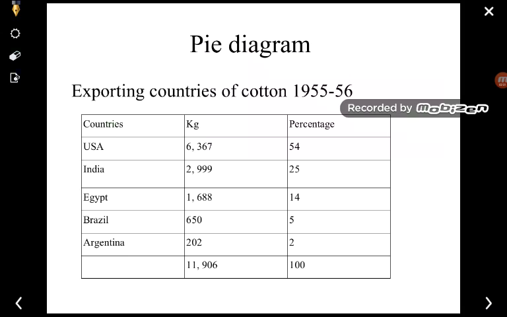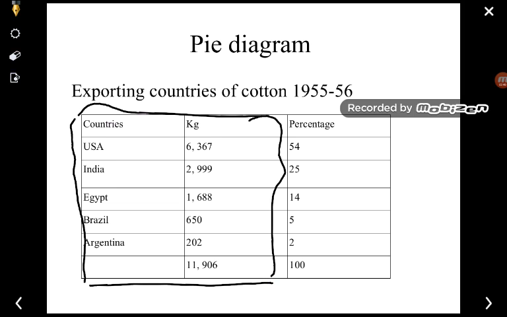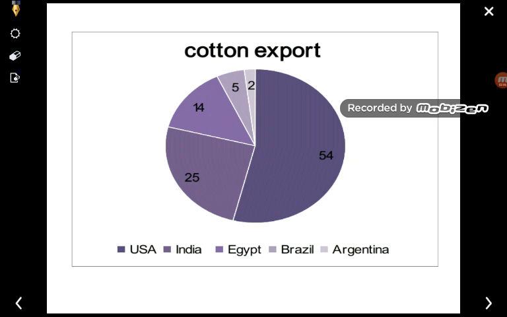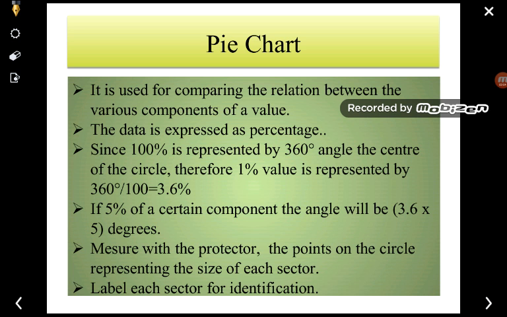For example, consider if these two tables are given to you. This is the first column and this is the second column of the table. So consider if this much value only is supplied to you. So how are you going to calculate the pie diagram? But before that, how to calculate it? So what is a pie chart? It is a circular diagram and it is used for comparing the relation between various components.